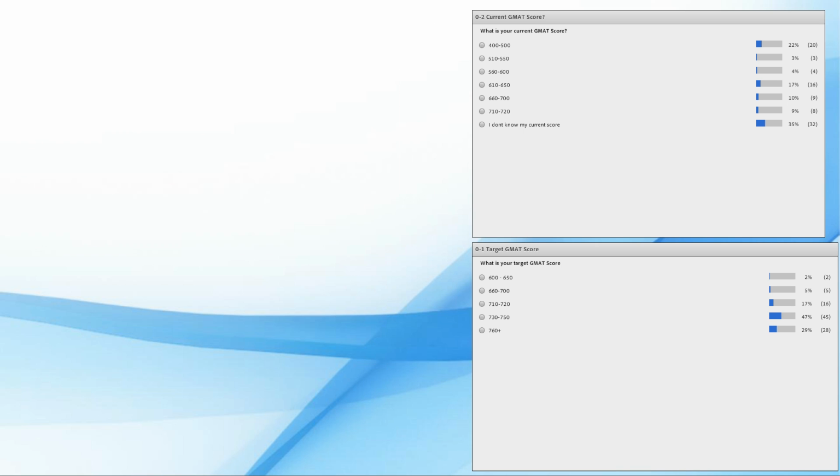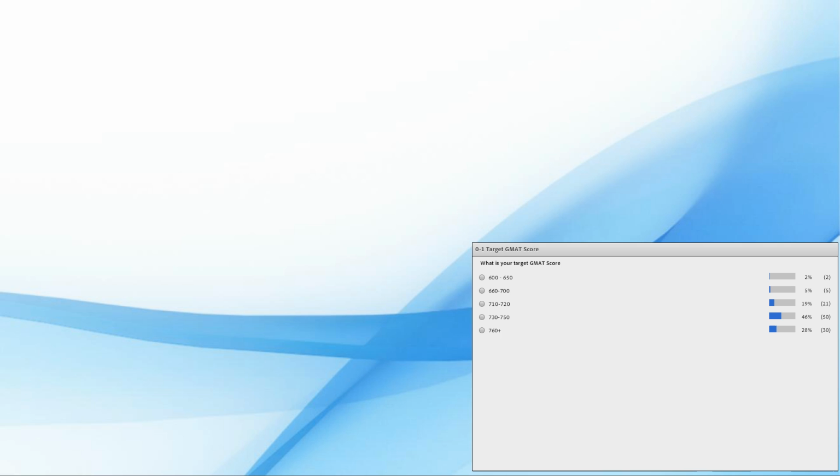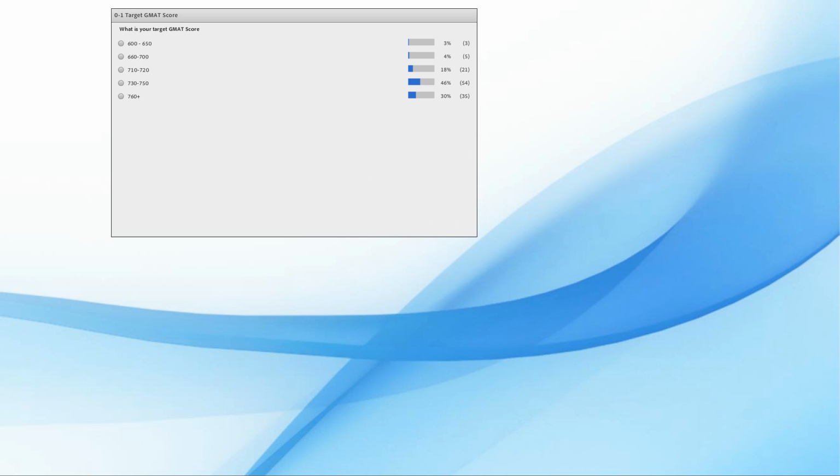Then with regards to the current GMAT score, you can really see there are a few folks who are in the 710, 720 bracket, and a similar number in the 660 to 700. But then a good number of you are in that 400 to 500 bracket. And the biggest group is one that doesn't know their GMAT score as of yet. So during the webinar, we will share a link to a mock test that you could use to estimate your starting point. With regard to the target GMAT score, about half the class wants to get to that 730 to 750 score, and another 30% want to get to that 760. So about 80% of you, give or take, are in that 730 or higher bracket.